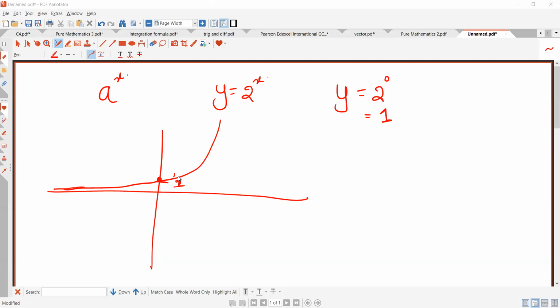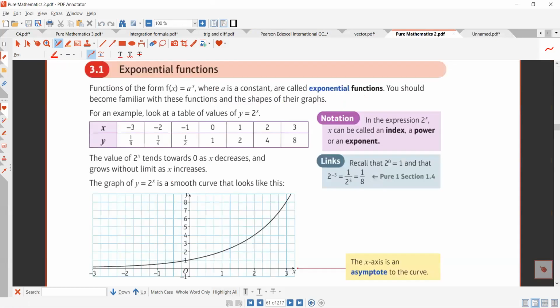Okay, so now it is 1. This is how the 2 raised to x graph looks like. Everybody understood this? How does the 2 raised to x graph look like? Yeah. Okay, now let's go to your maths, P2.